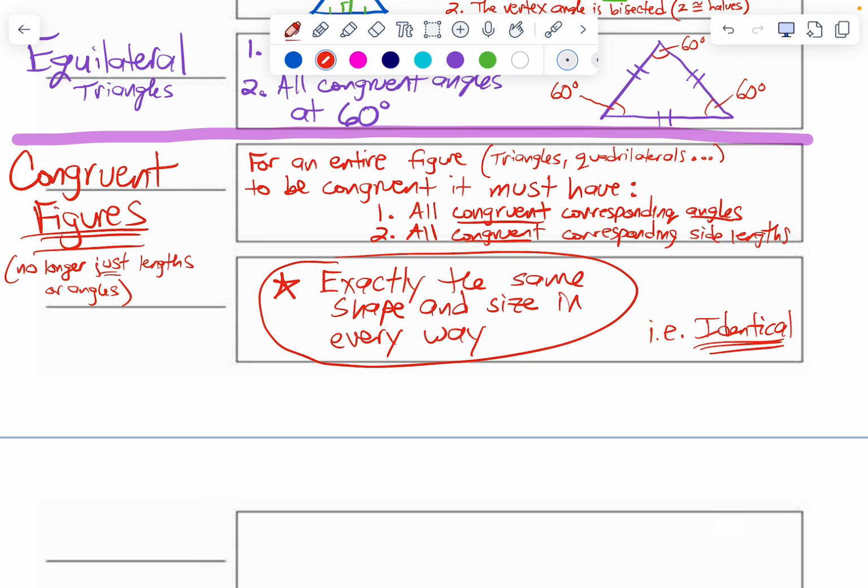So how do we know if two triangles are exactly the same? Do we need to measure 3 angles and 3 side lengths every time? That's really what we need to know.